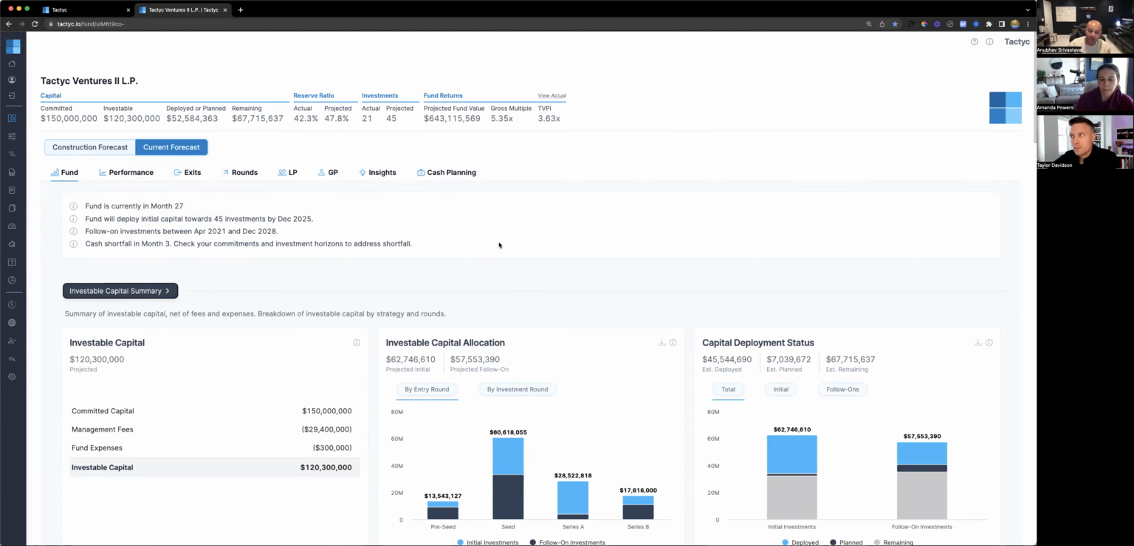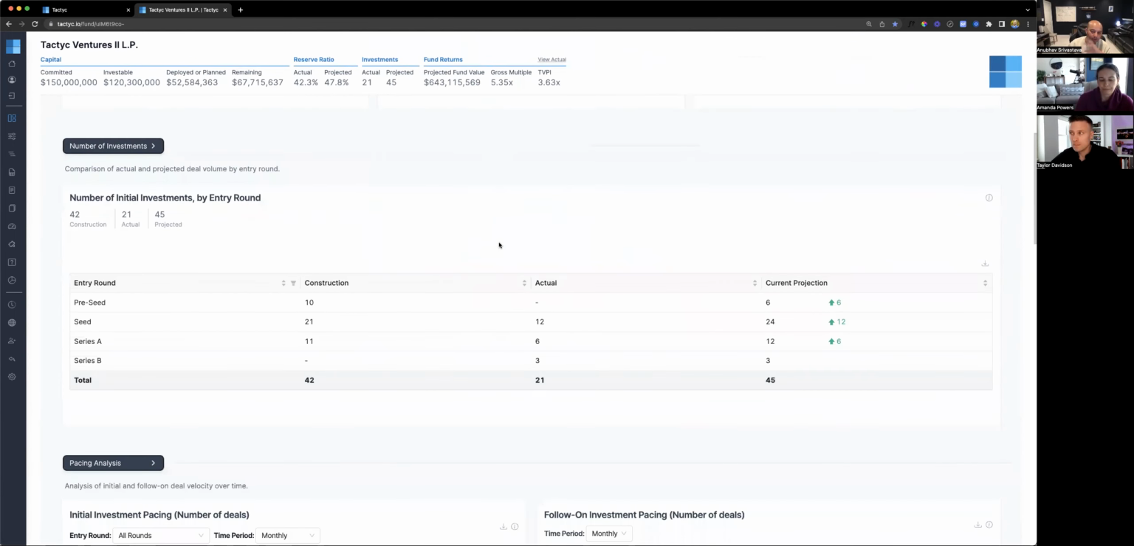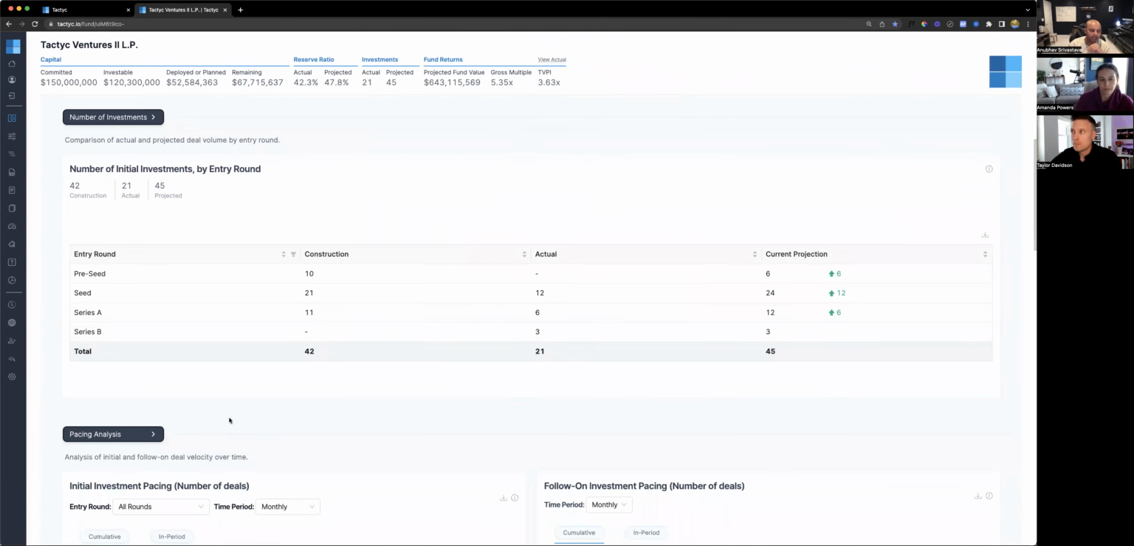So the metrics that we're talking about tracking, pacing, we show a couple of ways of doing this. First of all, volume. By entry round, how many deals did we think we were going to do in each of these buckets? What have we actually done? Where do we think we're going? So what we're saying here is we were trying to do pre-seed investments initially when we launched the fund. We've done none so far. And we are projecting how many we might be able to get to towards the end of fund's life. We do this for each of these categories.